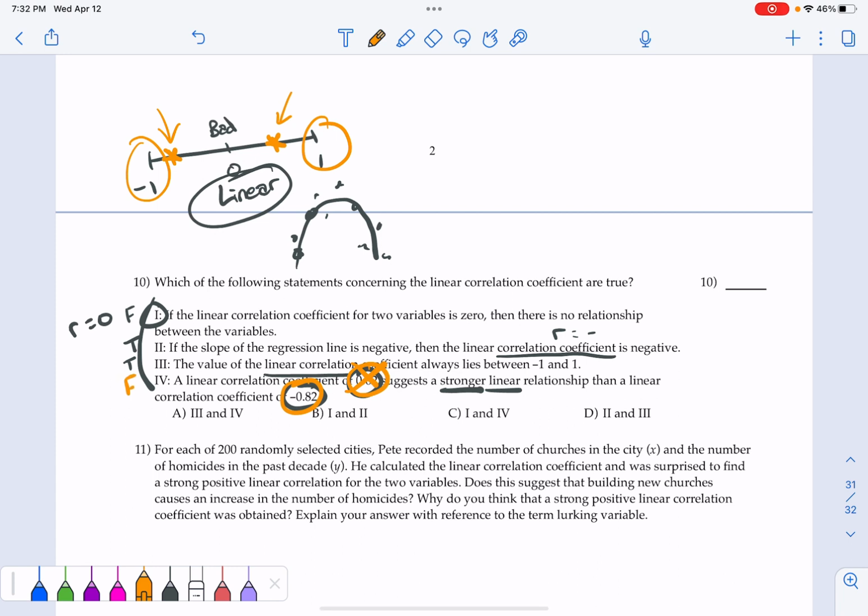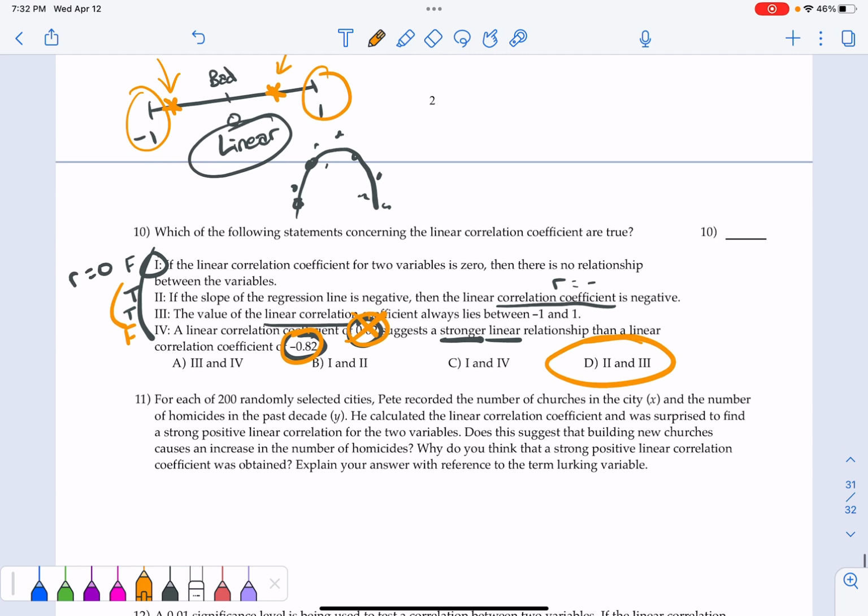So that is false. So which of the following statements concerning the linear correlation coefficient are true? 2 and 3. Which one is that? D. D is 2 and 3. Okay? All right, there we go.